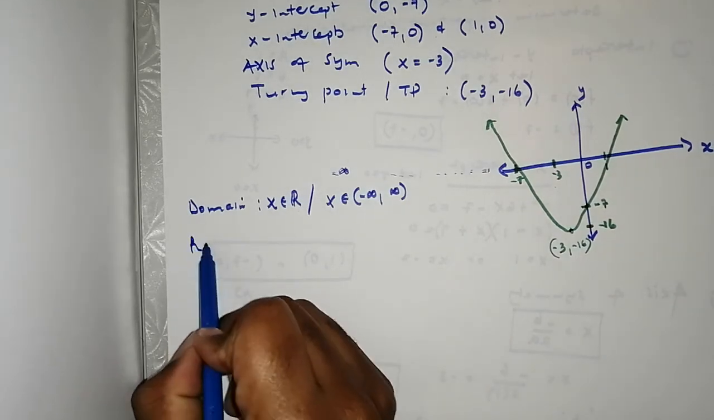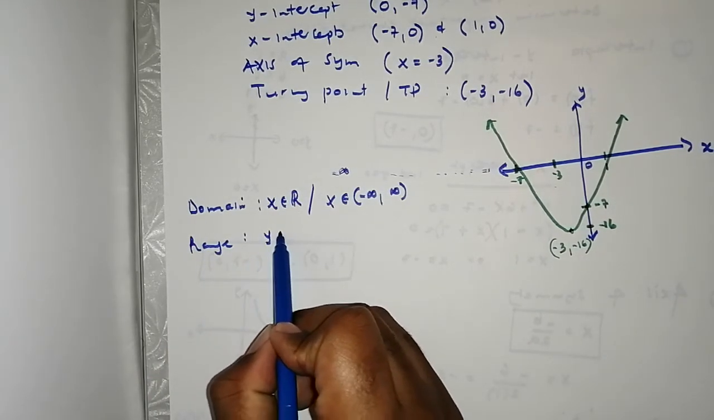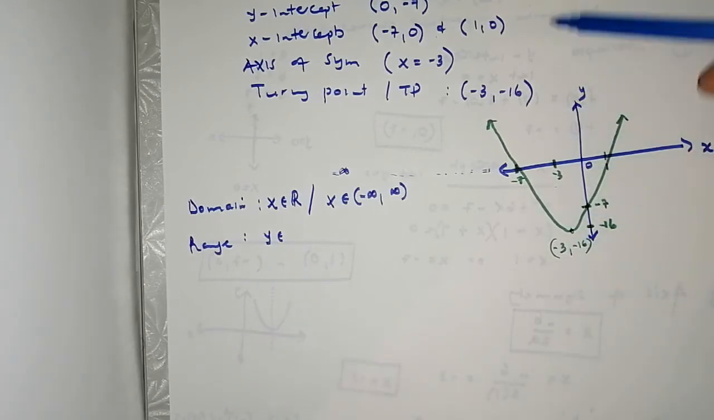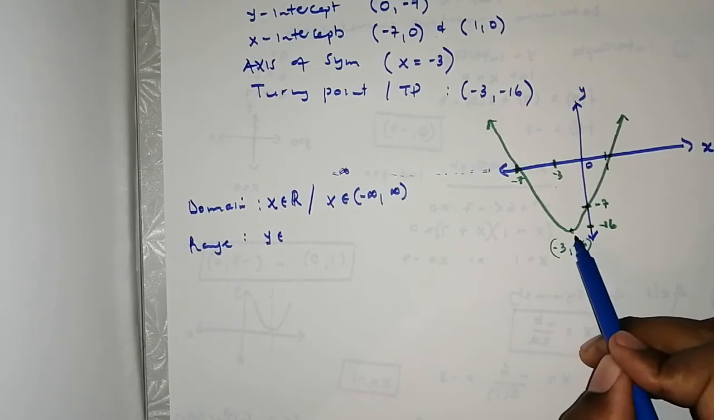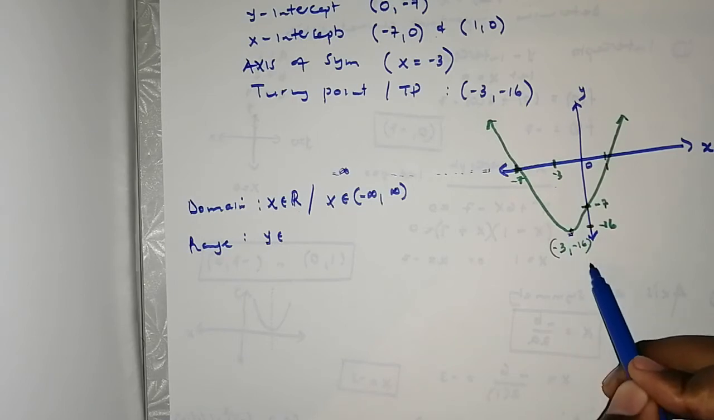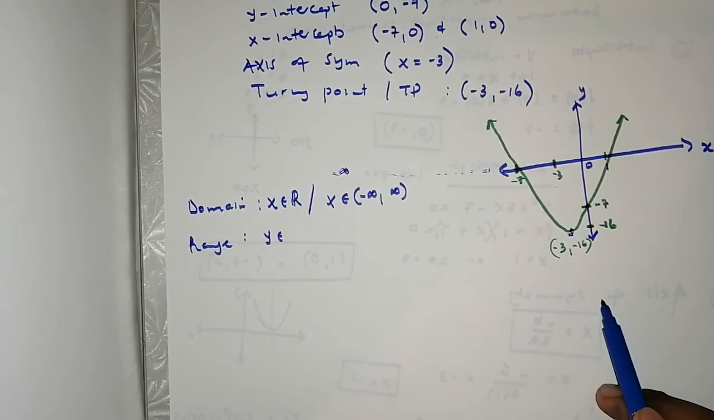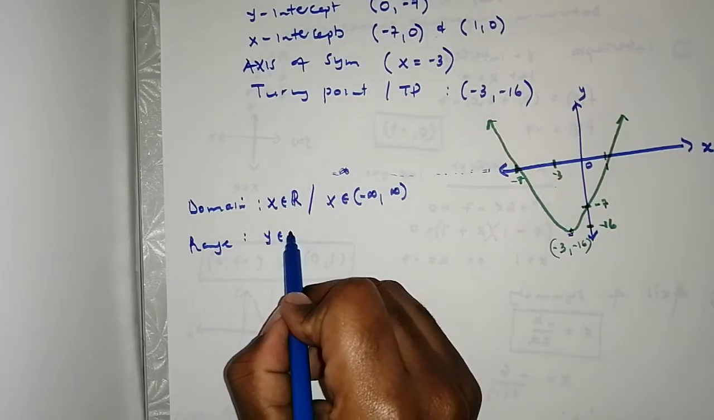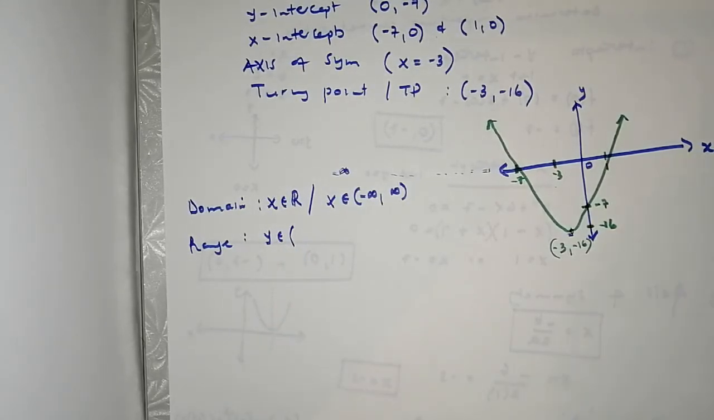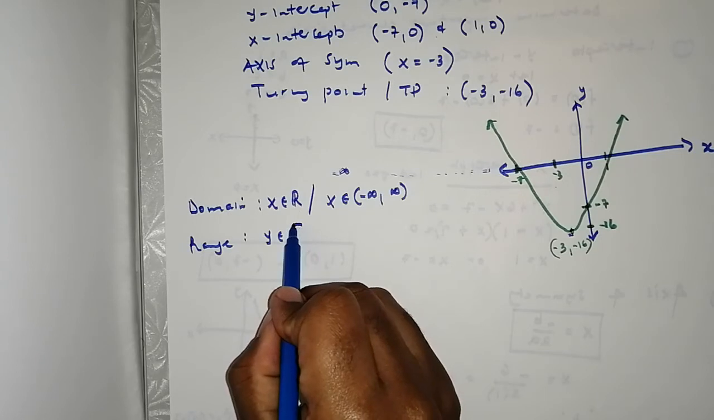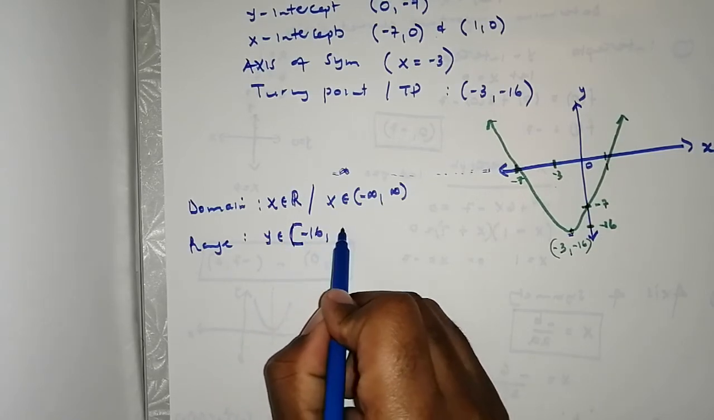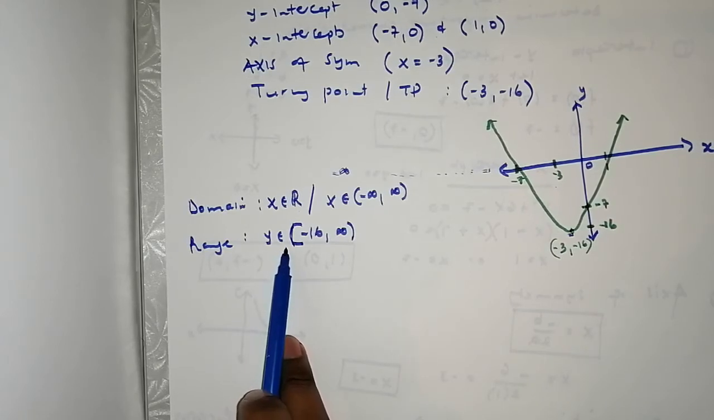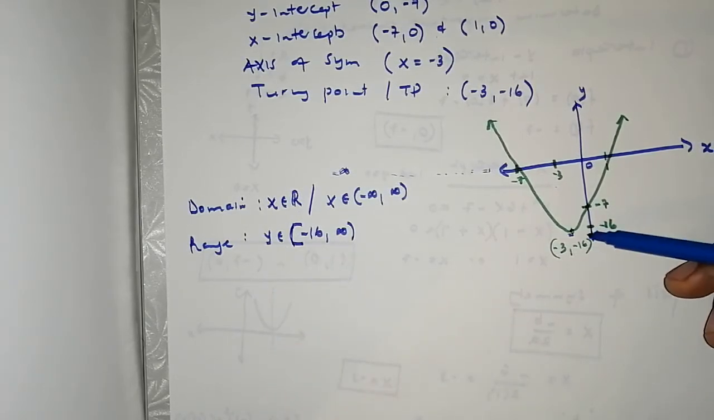Then we look at the range. The range we are looking for y right now. So where is the graph defined as far as the vertical axis is concerned, or vertically, right? So it's obviously defined from this point. You won't find the graph at negative 17 or negative 18, but from this point upwards. So it's actually from the turning point to infinity, because it increases without bound. So we're gonna put square brackets here, negative 16 until infinity. So the graph's range is from negative 16 until infinity, and it increases here without bound. So that is what we mean.